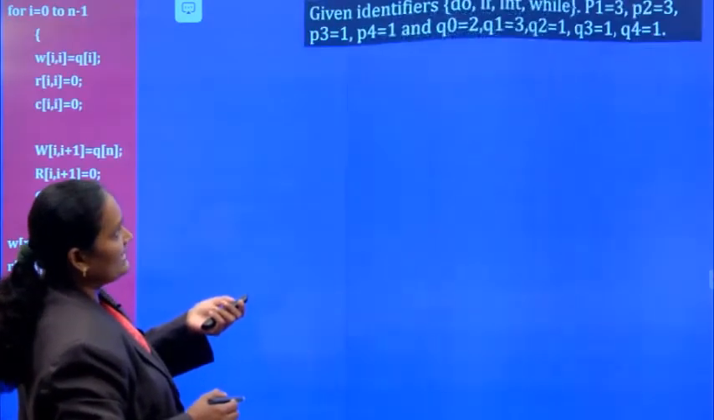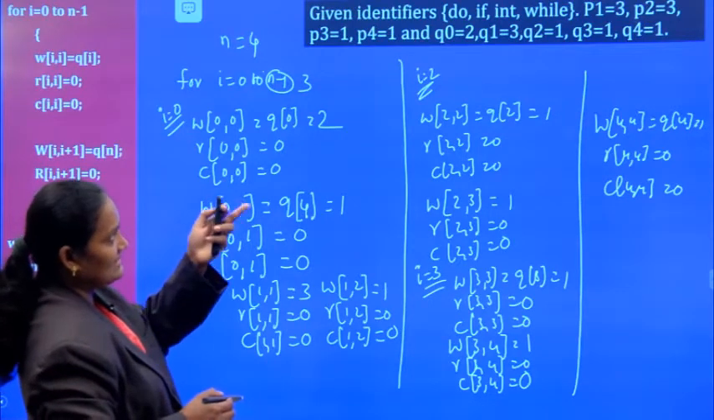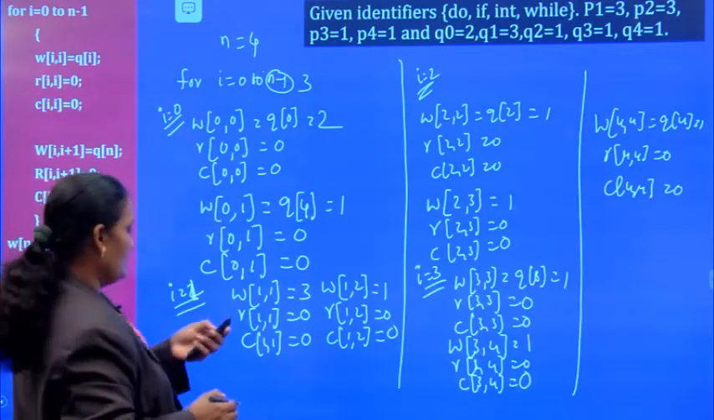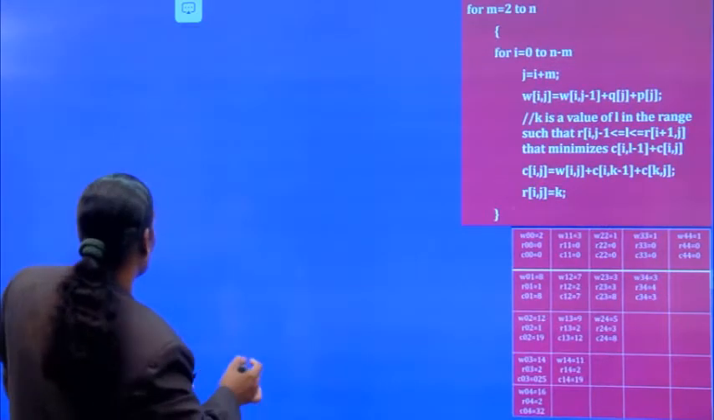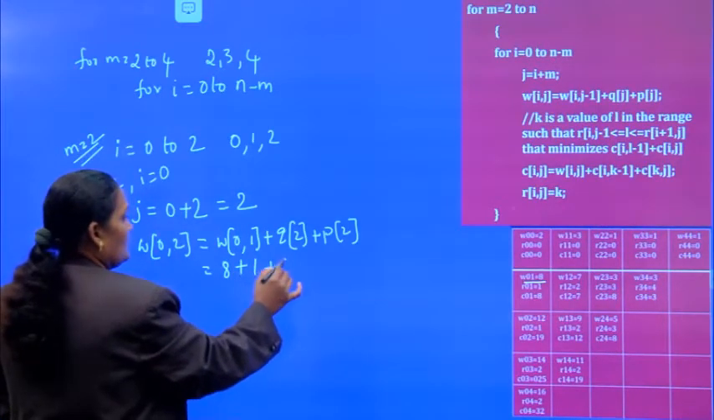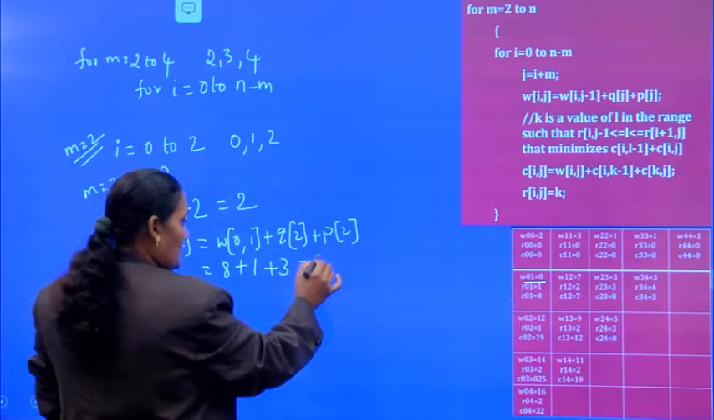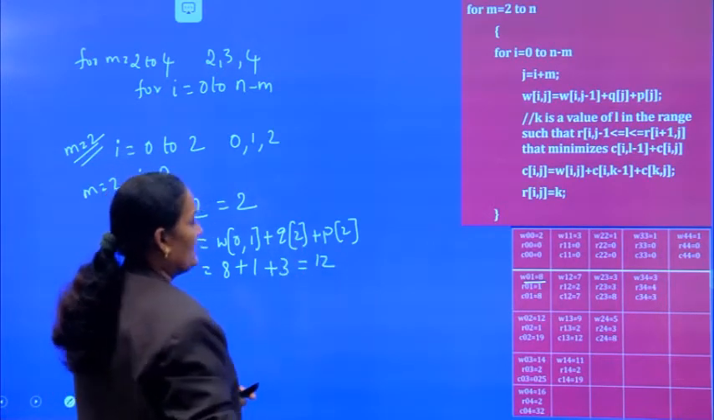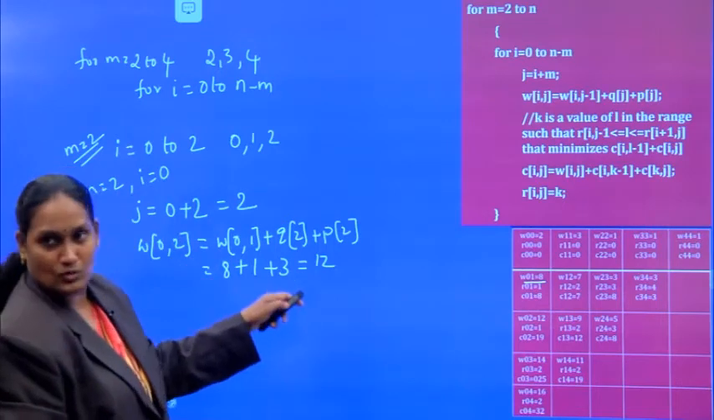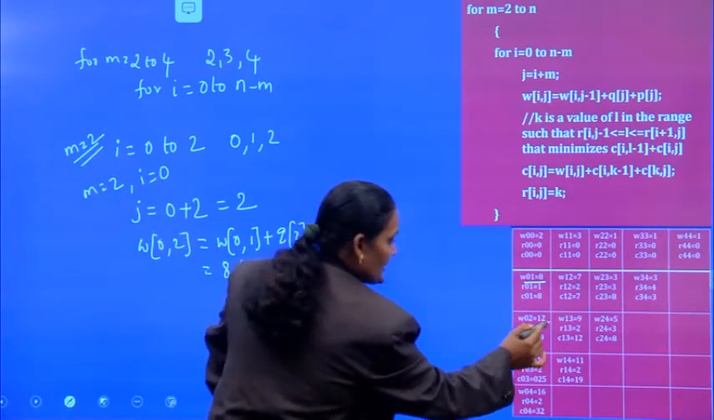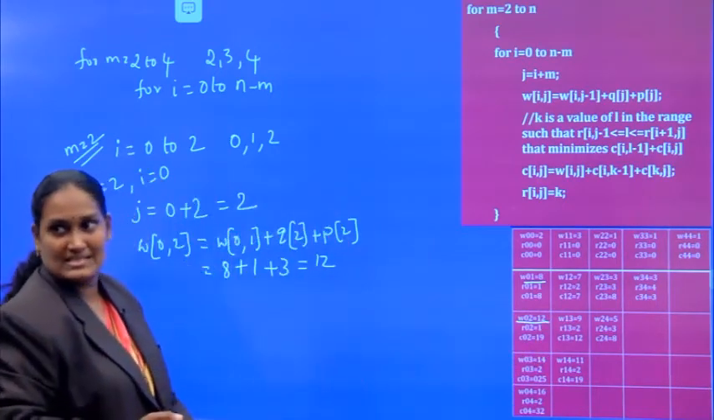And P2 also we need. So here P2 value is 3, Q2 value is 1. Now I am going to substitute those values. Q2 value is 1, P2 value is 3. 8 plus 3, 11, plus 1, which is nothing but 12. That is, W02 value is 12. Now here you can see W02 value is 12.